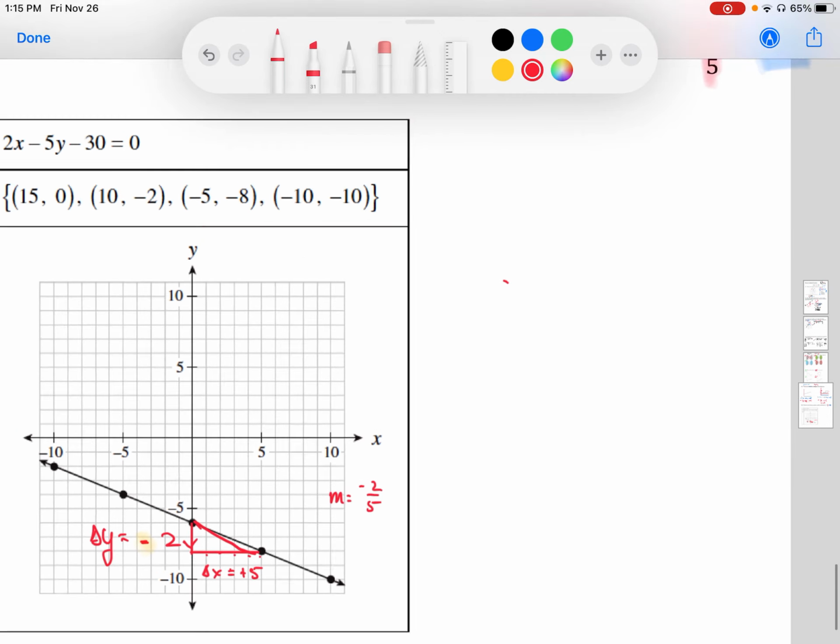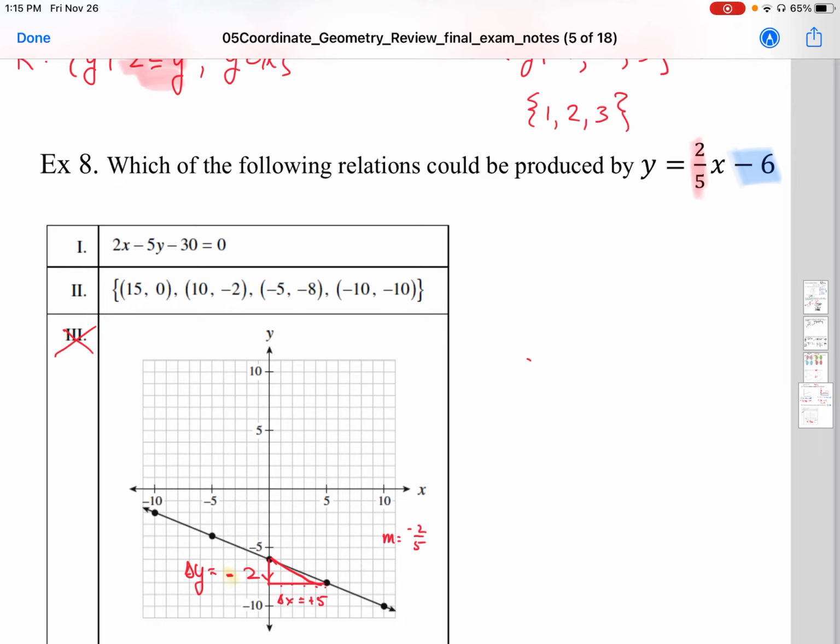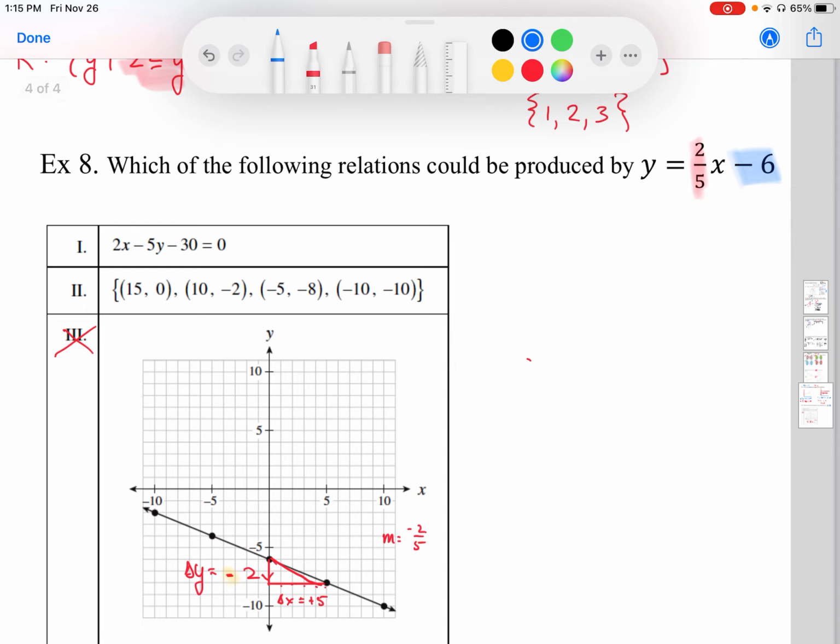Now, right away, we can see that that doesn't match. So we can eliminate that. The y-intercept does match, so that is a distractor in this case, because the y-intercept does actually match, but the slope does not match. This is not the same. So we can eliminate 3.